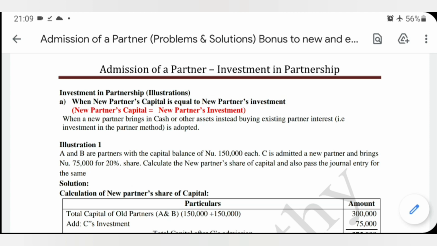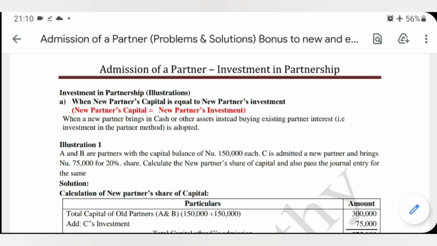In the last video which I have posted, and you might have seen, when a new partner purchases an existing partner's share, in such a case the share which is bought by the new partner should be debited to the existing partner's capital account in the profit sharing ratio and credited to the new partner's capital account. That is, the journal entry will be existing partner's capital account debtor to new partner's capital account. That is, the existing partner's capital should be divided in the profit sharing ratio.